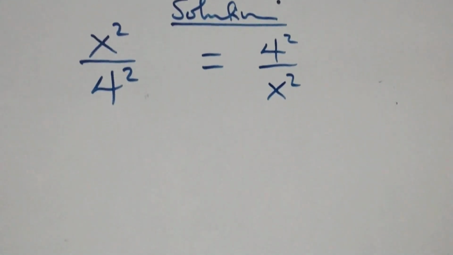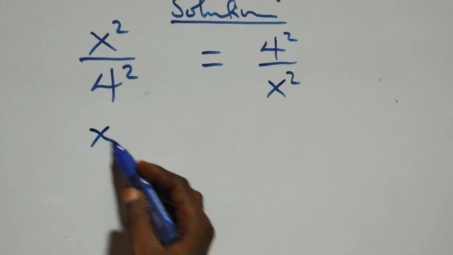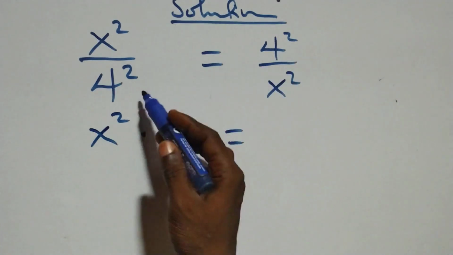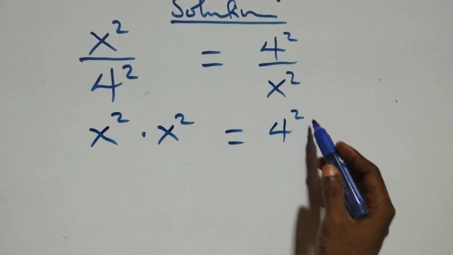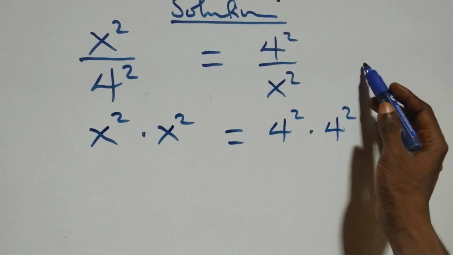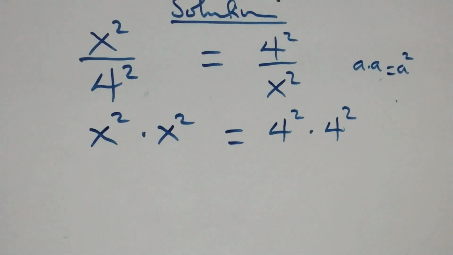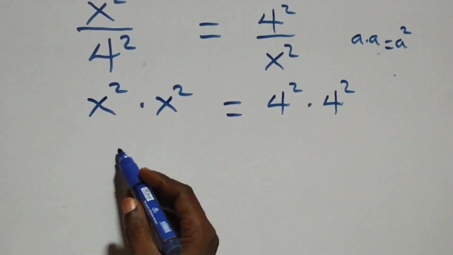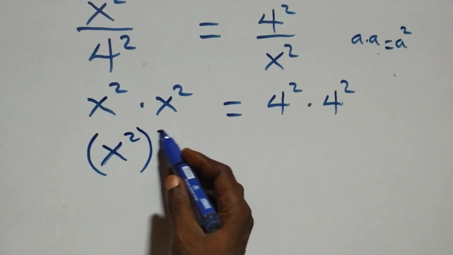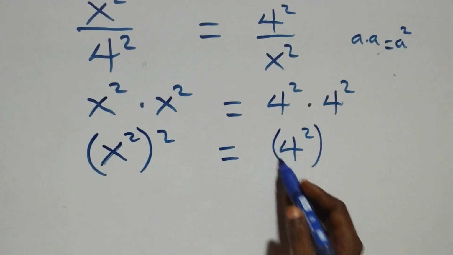Then next step here, we cross multiply, that is x squared times x squared, then equals to also 4 squared times 4 squared. Then also from here, same thing multiplying, just like when we have a times a, which is same thing as a squared. Then here we can write this as x squared all squared equals to 4 squared all squared.